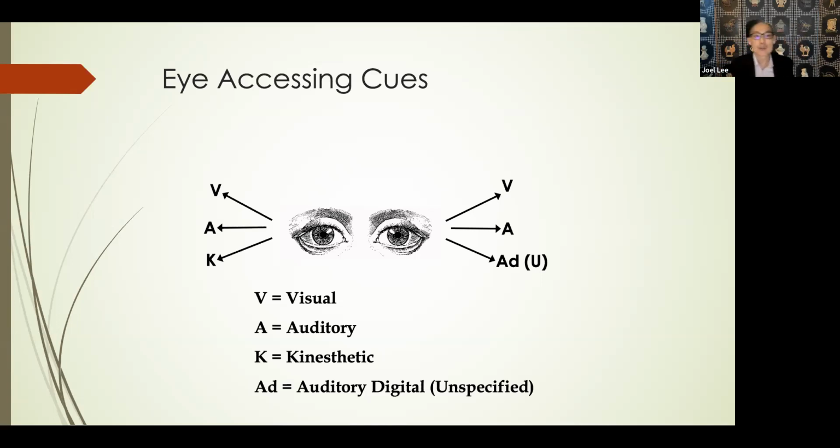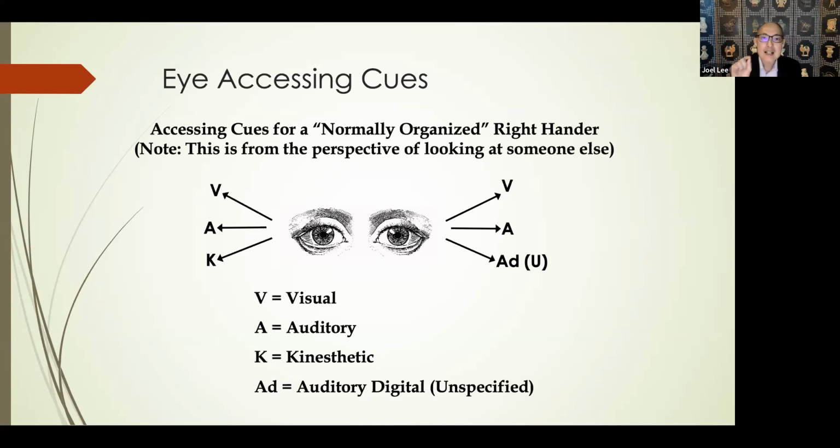Now, what I'd like to let you know is that these are what we call the eye accessing patterns for a normally organized right-hander. The left-hander has the eye patterns reversed. For our purpose today, it doesn't matter. If you see their eyes go up, it's visual. If their eyes go side to side, it's auditory. If their eyes glance downwards, use unspecified, because when you use unspecified, the person will process it however they process it.